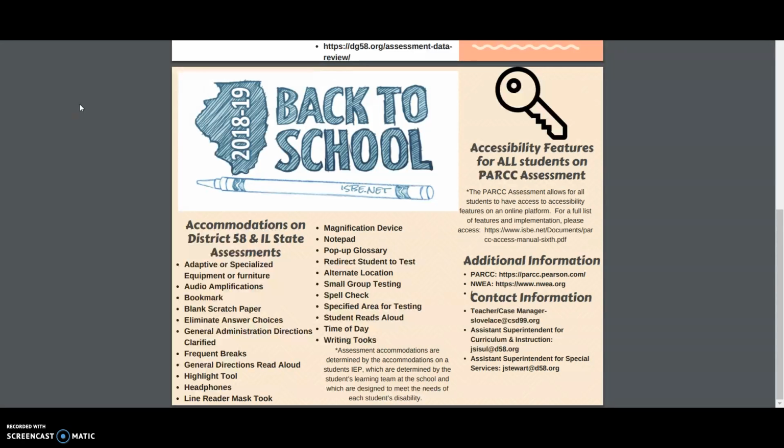I put my information on there, even though I'm not a fifth grade teacher or their case manager, but I also included two individuals in the district who would be resources of information: the assistant superintendent for curriculum and instruction, and the assistant superintendent for special services, both of whom I spoke with in great detail and who provided me with a wealth of information. It sounds like they have this conversation with parents a lot.